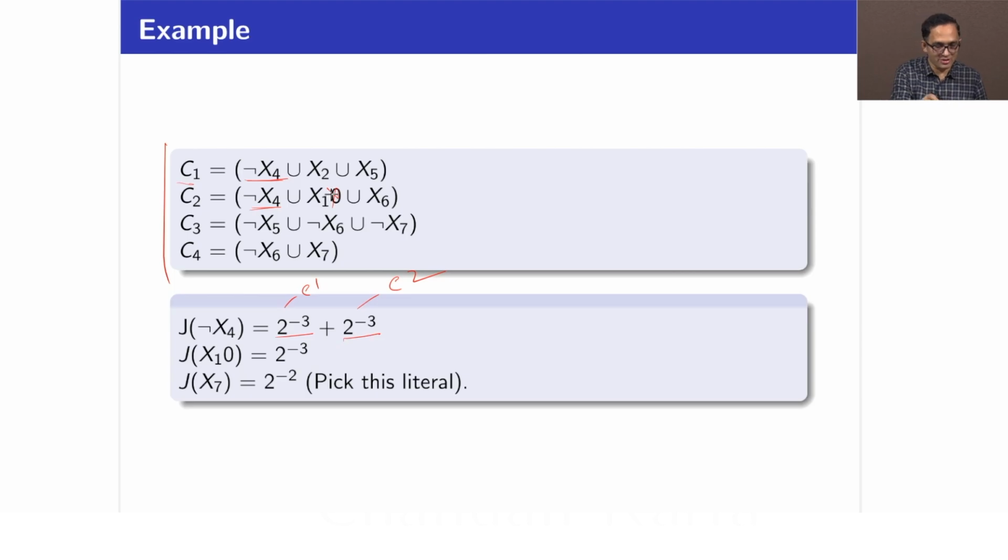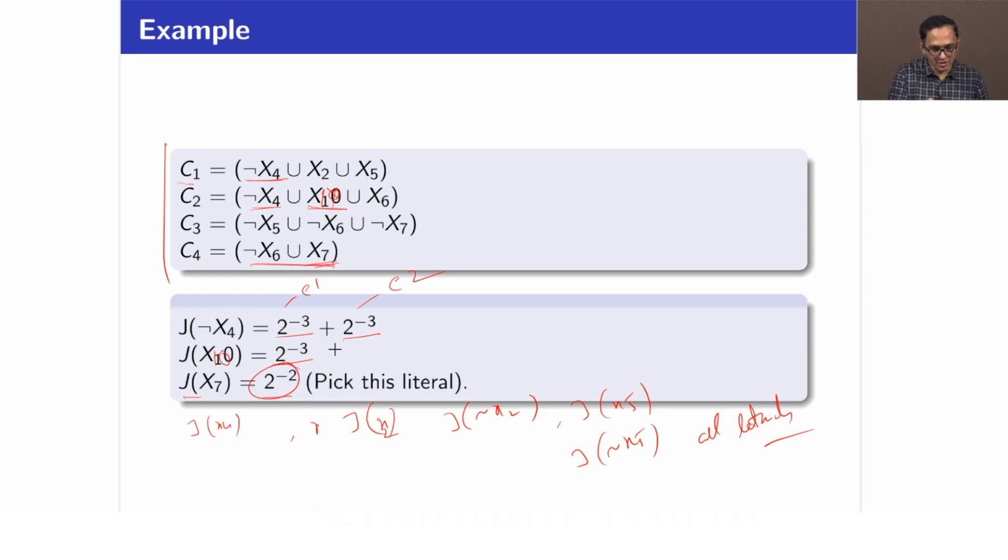Similarly, for x10, say, how many occurrences are there? There is only one occurrence, so it is 2 to the power minus 3. Similarly, for x7, how many occurrences are there? Only one occurrence, and the length of C4 is 2, so it is 2 to the power minus 2. So, this way I will calculate for all literals: J of x4, then J of x2, J of not x2, J of x5, J of not x5. I will calculate for all literals, and then I will pick the one that has the highest value, right.